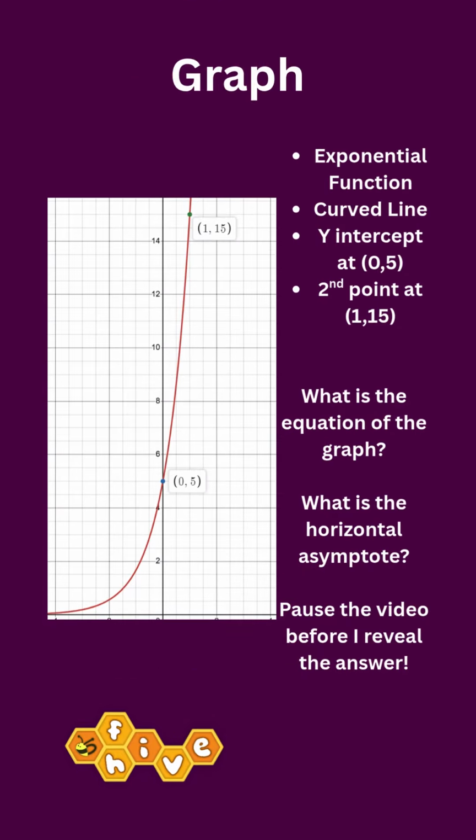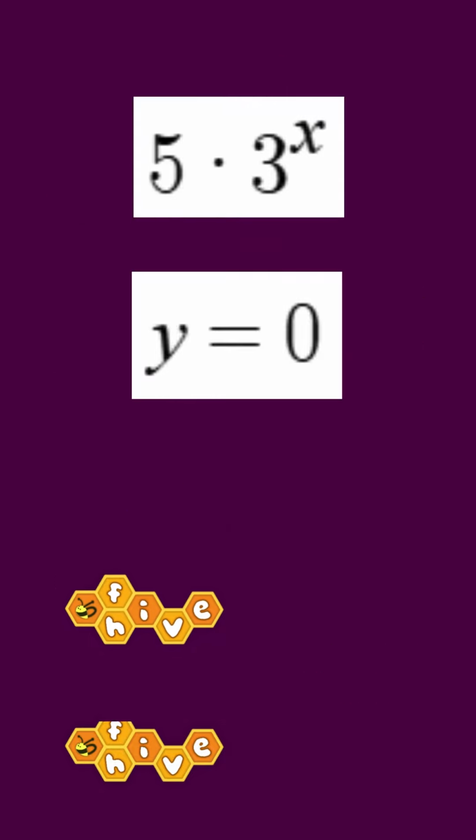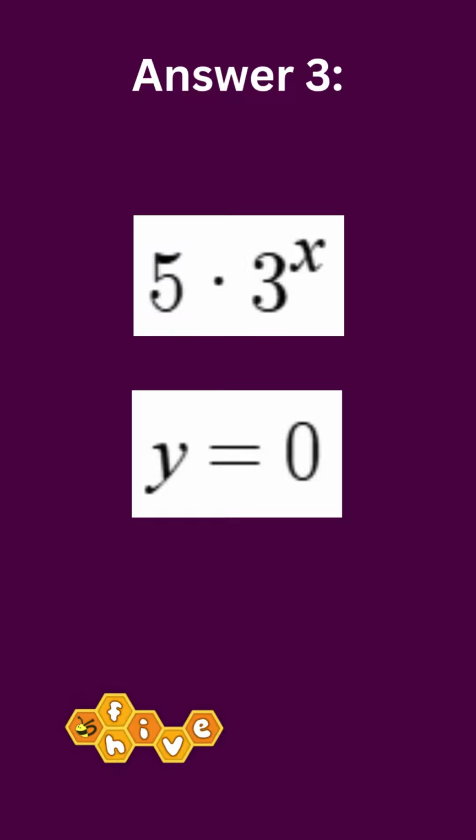And now let's move on to the graph. The graph is an exponential function. It's a curved line. Its y-intercept at 0, 5 and a second point at 1, 15. What is the equation of the graph? What is the horizontal asymptote, or where the graph approaches a value? Pause the video before I reveal the answer. The answers are 5 times 2 to the x and y is equal to 0 as the horizontal asymptote.